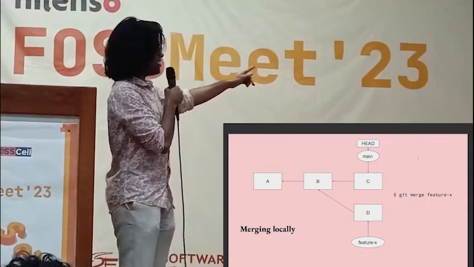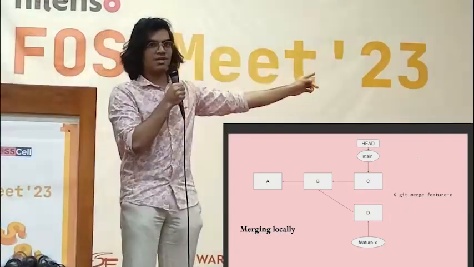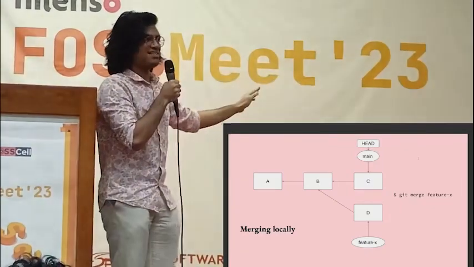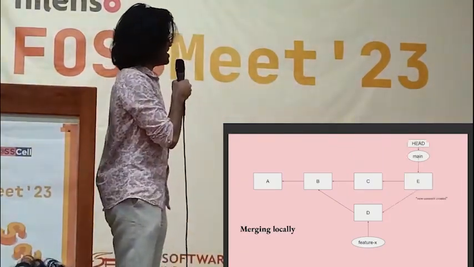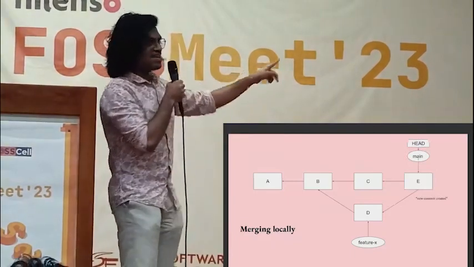So you notice the main branch has advanced to a new commit object, E. Assume A, B, C, D, E are all hashes. So I've created a new hash here, and we have advanced to that new hash. And E has two parents.